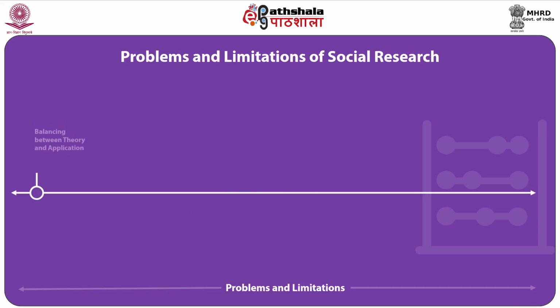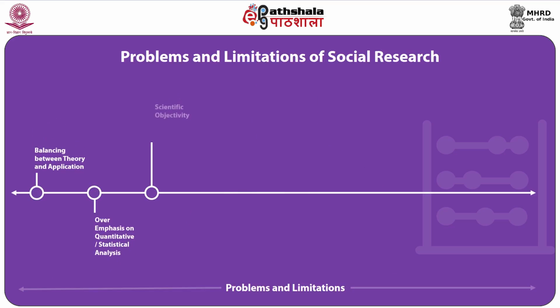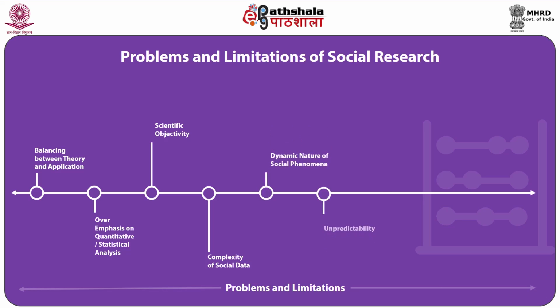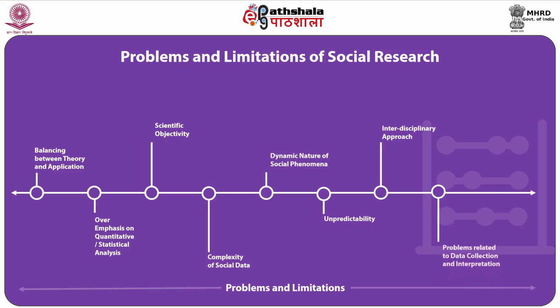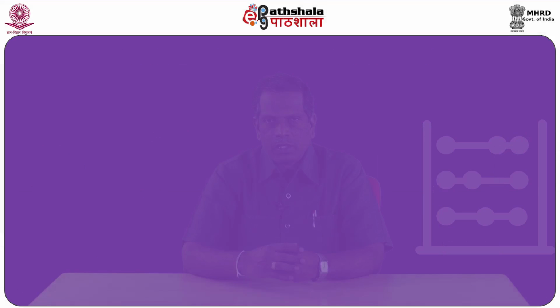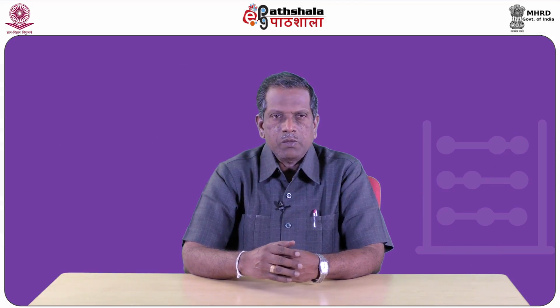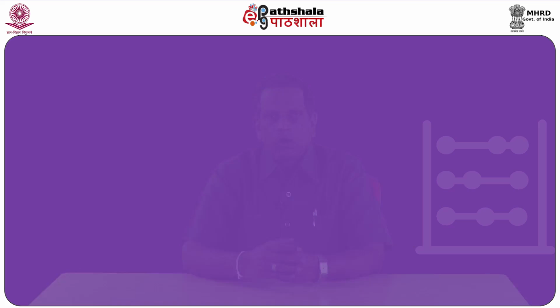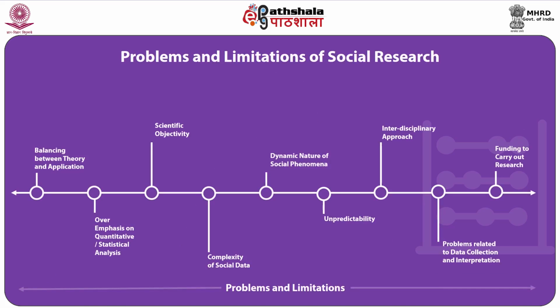Well, social research is generally followed in all social sciences. There are certain problems and limitations of social research when we practice it. For instance, first one, balancing between theory and application. While carrying out social research, one should maintain a balance between theory and application of theories to the research theme or topic studied. Secondly, overemphasis on quantitative and statistical analysis.